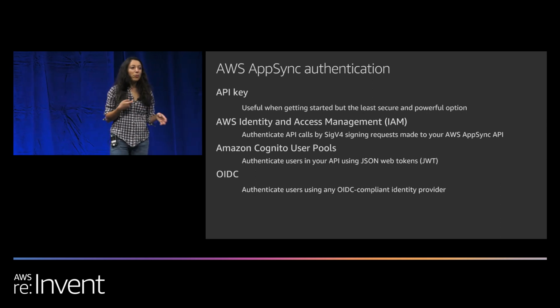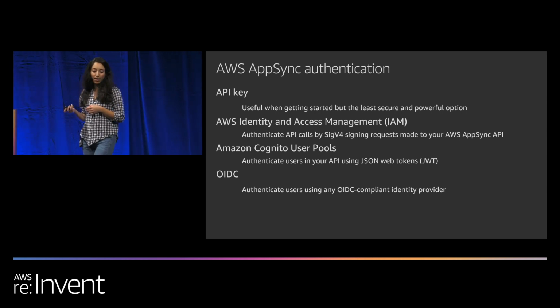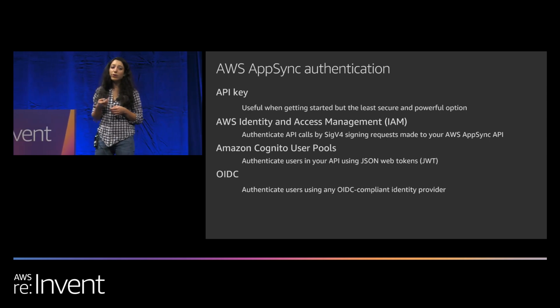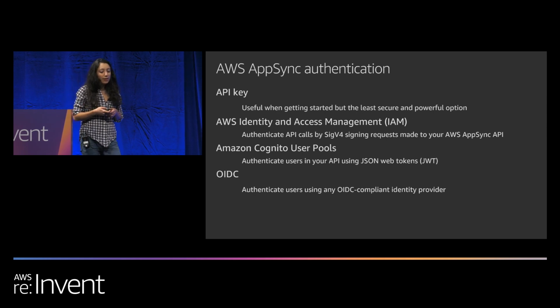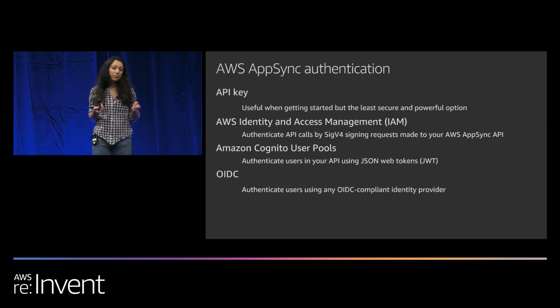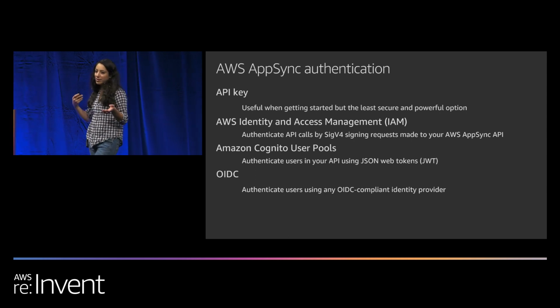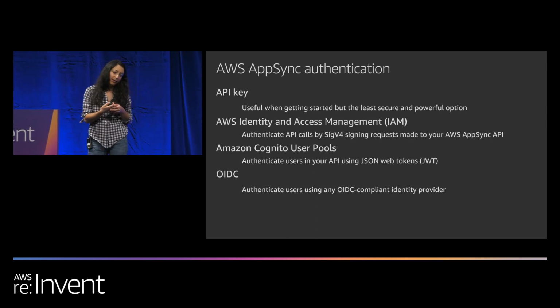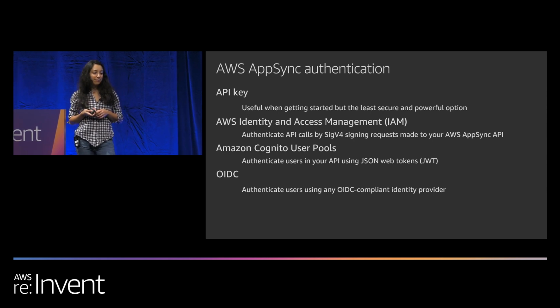If you do want to provide more authorization features, you can use IAM, just like you do with any other AWS service. You can attach IAM access keys and users to your GraphQL APIs and provide authorization that way. Cognito user pools is another option that you have. This is useful when you have user pools and you want to group users and provide permissions that way. For example, you can have readers and writers and only allow writers to update your data. You can also use OIDC with any OIDC compliant provider.